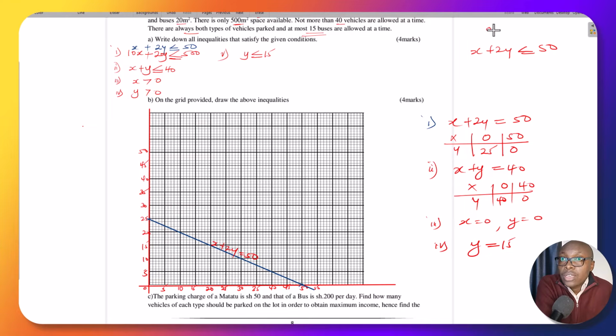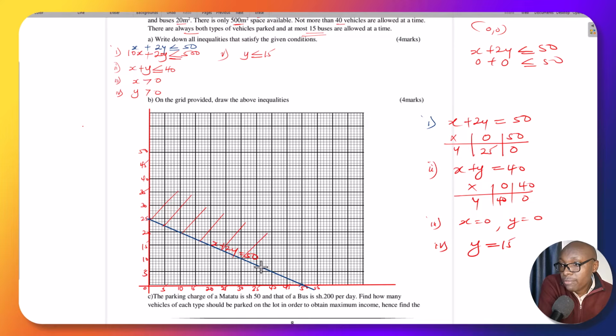So I can choose a point on either side and then test. Like I can choose 0, 0. When x is 0, y is 0, substitute here. You get 0 plus 0 is less than or equal to 50, which is true. It is actually less than. Because that side satisfies, that means the upper side is the unwanted side. We do shade the unwanted side.